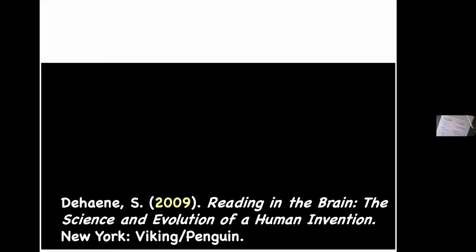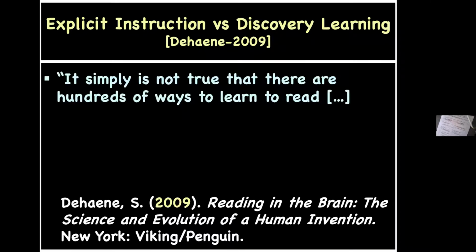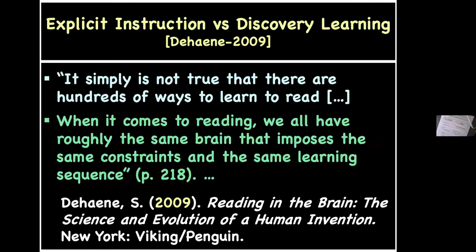Okay, so most of you are familiar with Dehaene, and he makes the point, "It simply is not true that there are hundreds of ways to learn to read. When it comes to reading, we all have roughly the same brain." It's kind of disappointing, isn't it? "That imposes the same constraints and the same learning sequence." Now, of course, there are always individual differences, but he's making the point that the way we teach reading matters.